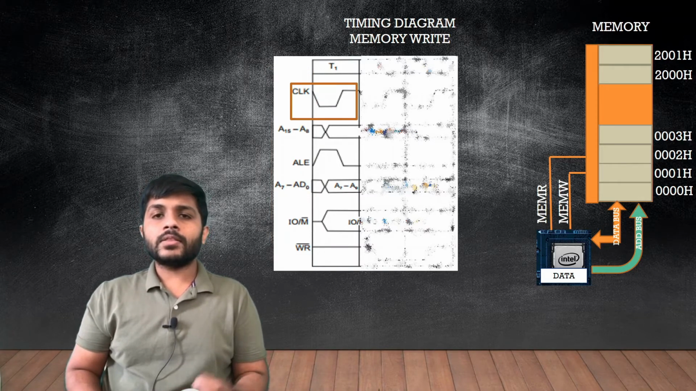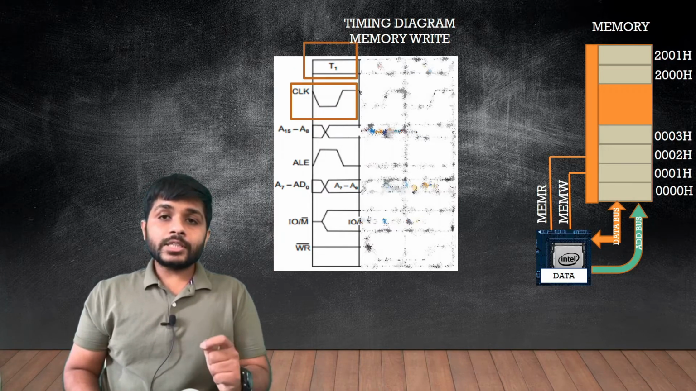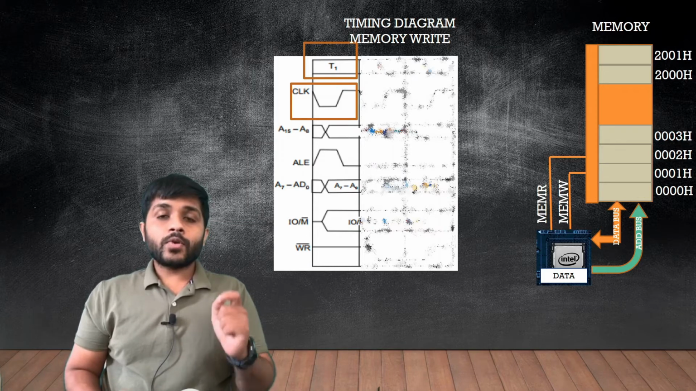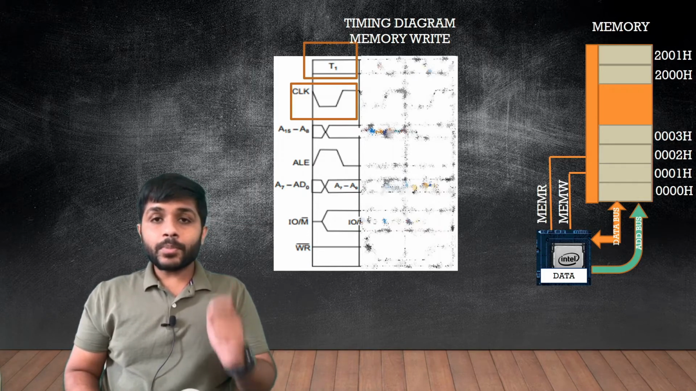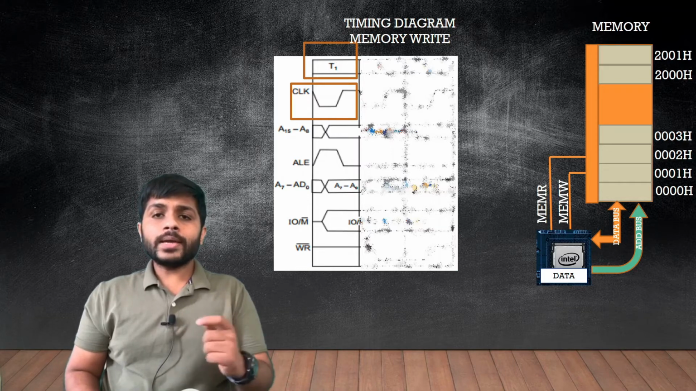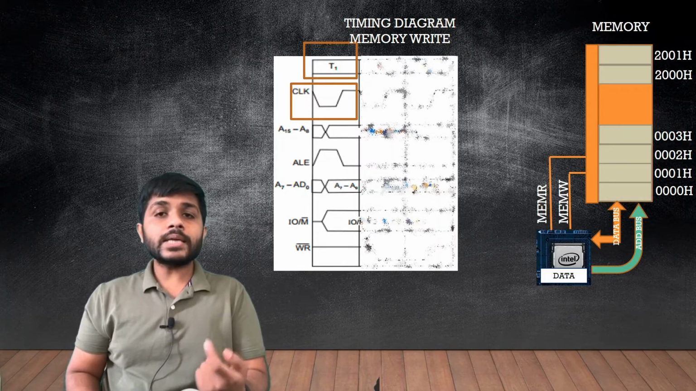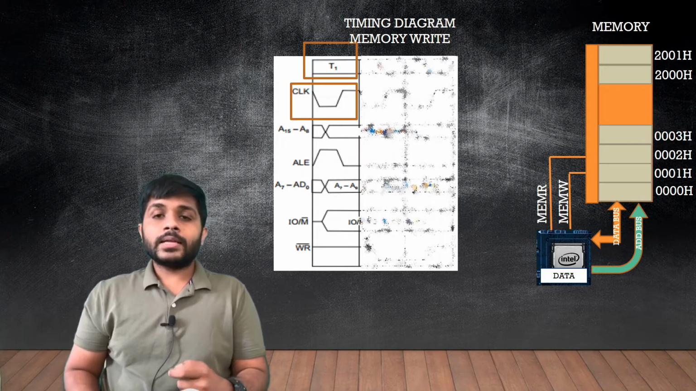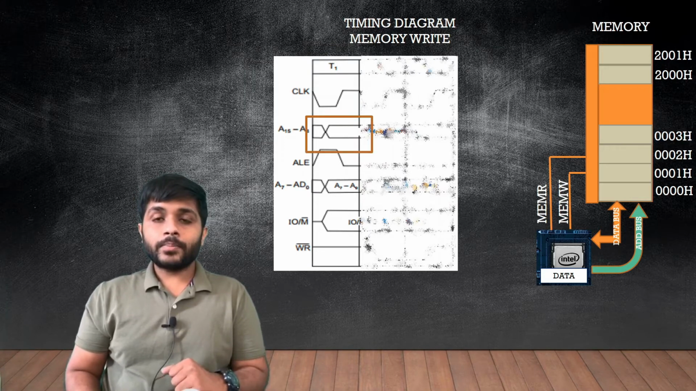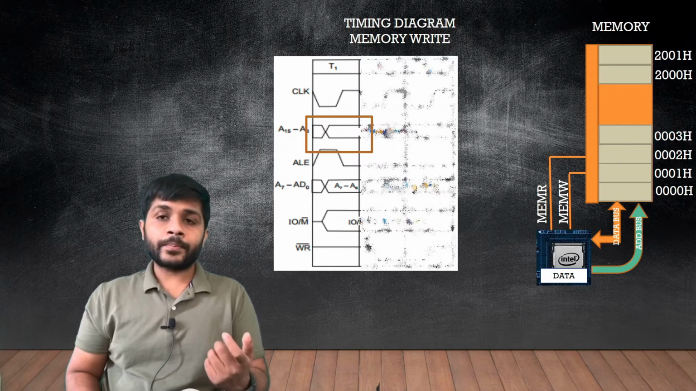Now let's see the first signal, which is the clock. The T state is counted from where the clock starts to the point where the clock ends. So when the clock completes one cycle, it is considered as one T state. Then there is the higher order bus, which is A8 to A15.